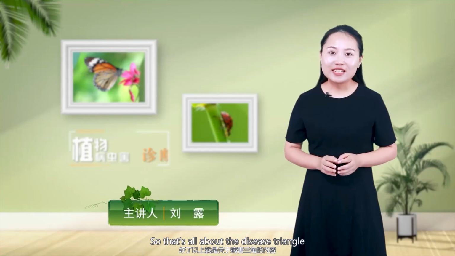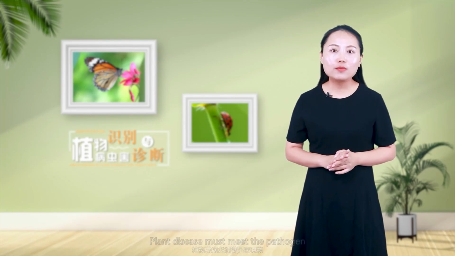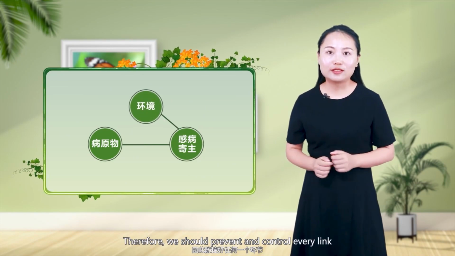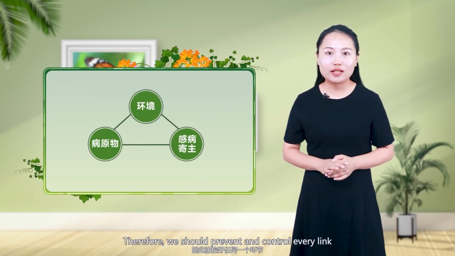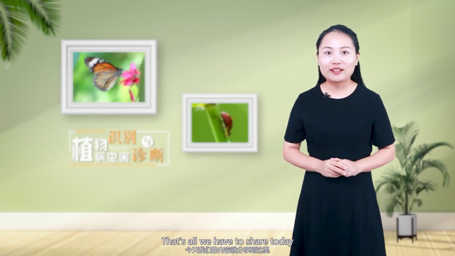So that's all about the disease triangle. Plant disease must meet the pathogen, susceptible host, and suitable environment. Therefore, we should prevent and control every link. Diseases will have a hard time catching on. That's all we have to share today.